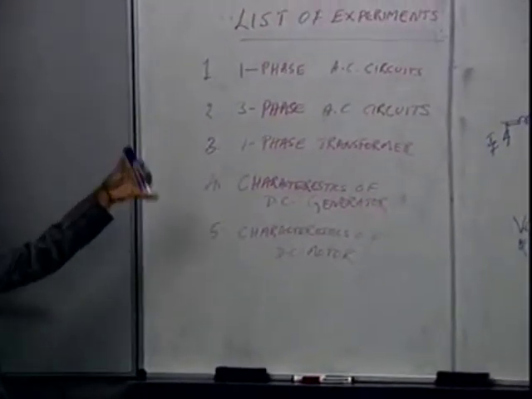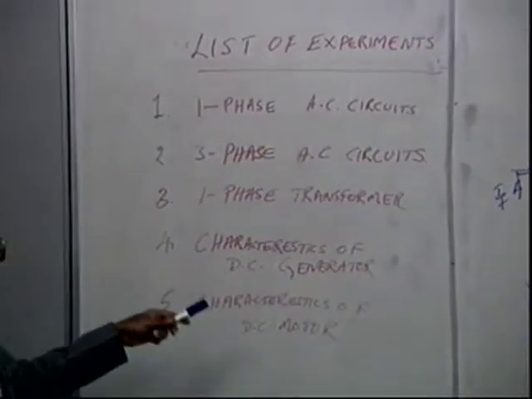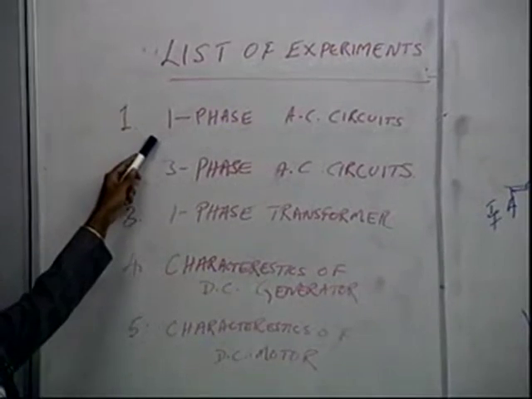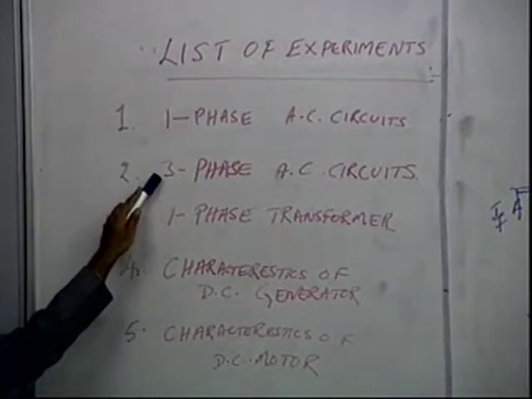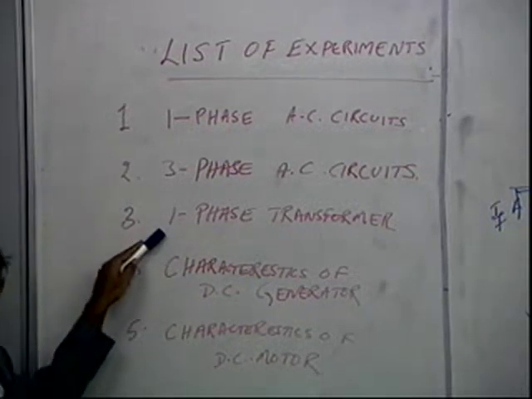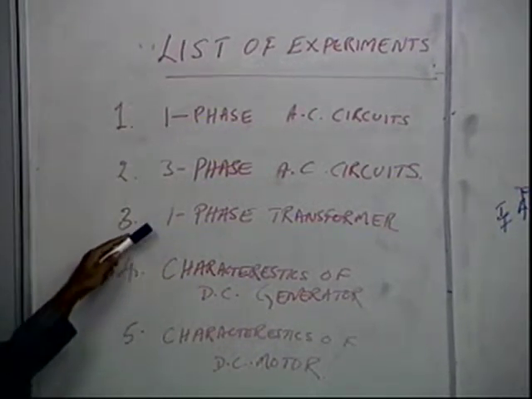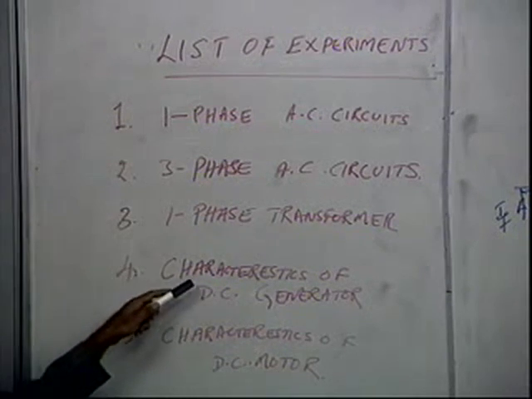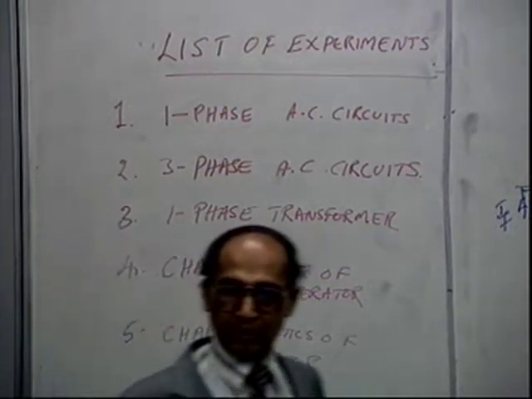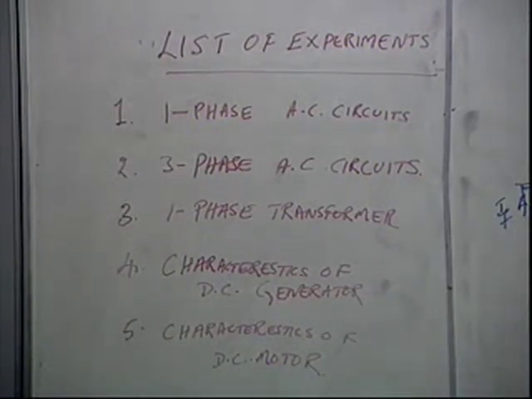Okay, the list of experiments that you have conducted in the first cycle, as I said: single phase AC circuits, for which you have the necessary background; three phase AC circuits, for which you have the necessary background; and single phase circuits, for which you have more or less the required background. Maybe we will cover single phase transformer, and about the DC generator and DC motors. You know, these were one of the earliest types of machines.